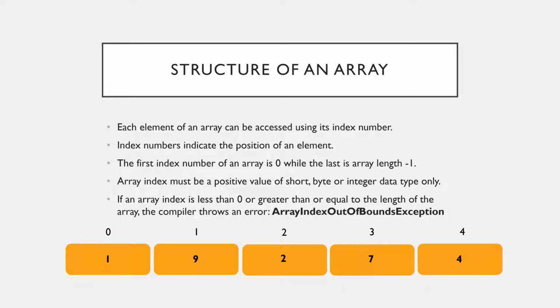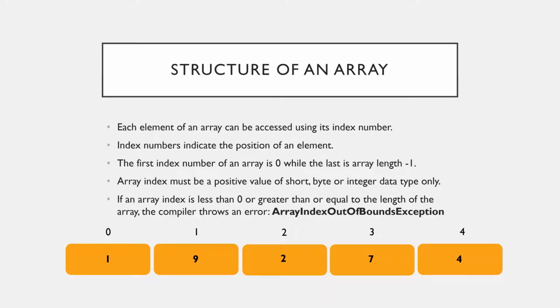So, the structure of an array. Just focus on the picture below. There are 5 elements. The first element has 1 stored inside it. The second has 9. The third has 2. The fourth has 7. And the fifth has 4.